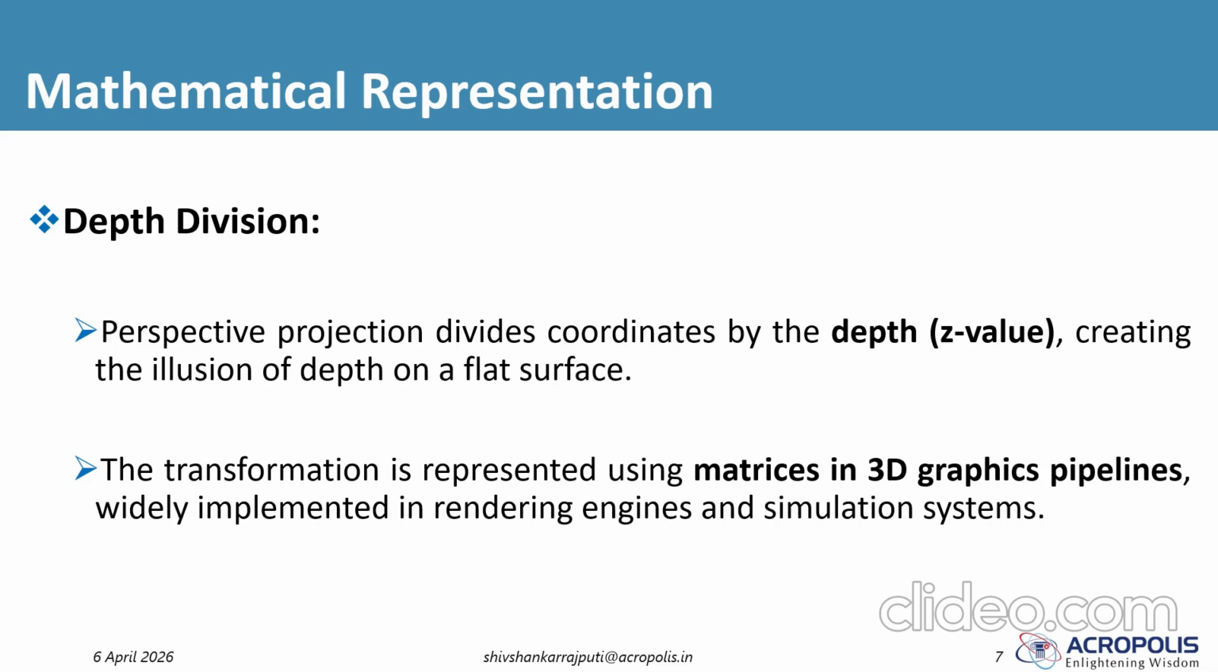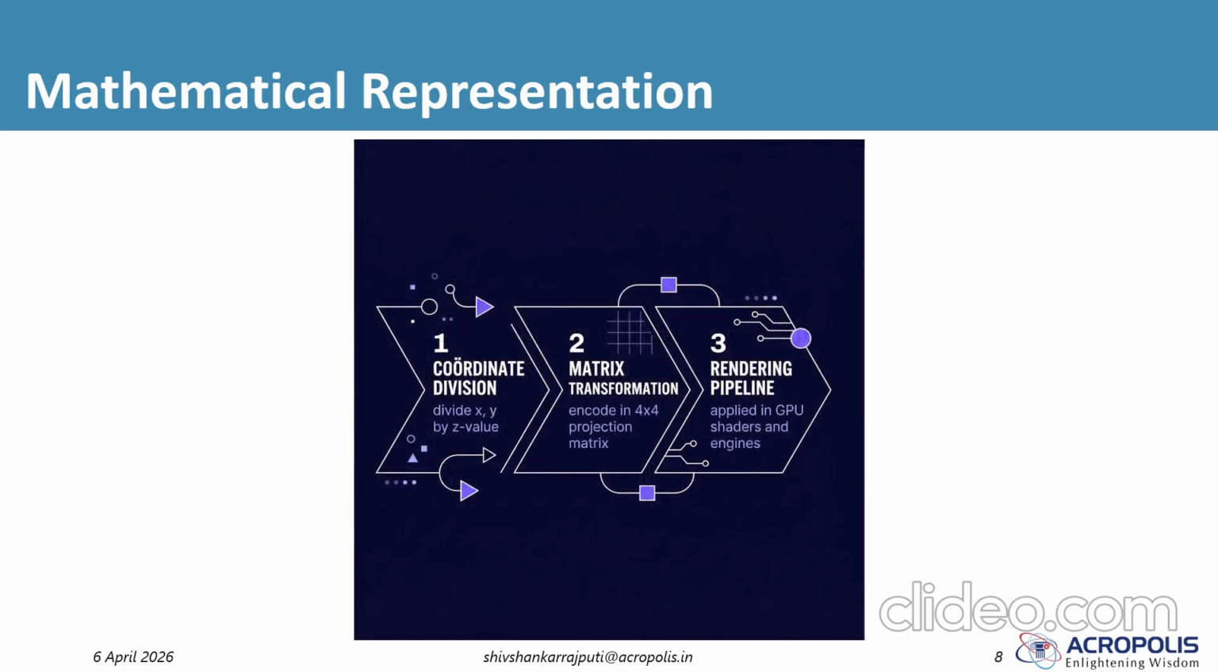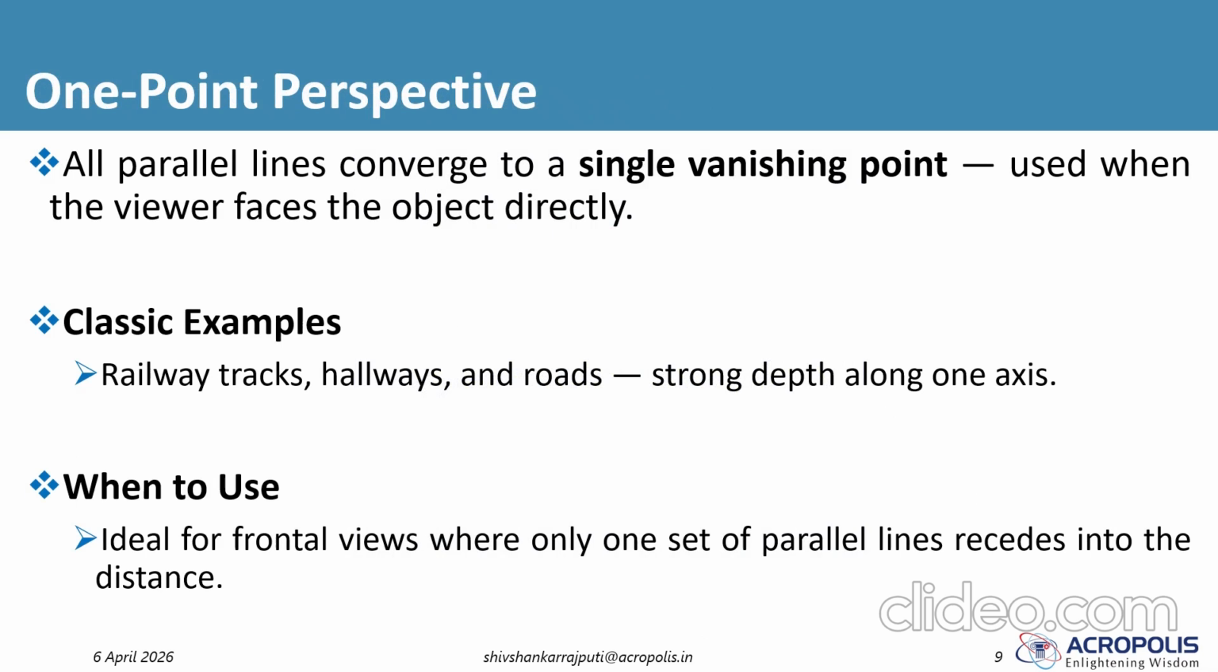In one-point perspective, all parallel lines converge to a single vanishing point. This type of perspective is used when the viewer is directly facing an object. Common examples include railway tracks, roads, and hallways, where all lines seem to meet at one distant point. It is ideal for representing scenes with depth along one direction.